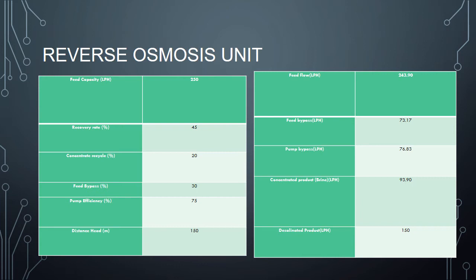So I have used a software, a simulation system where I will be flowing water through an arrow membrane. I've used around 243 liters of water through the system, and for 243 liters, the feed bypass is around 73 liters, and the pump bypass is around 76.83 liters, and the concentrated brine is comparatively higher, which is 93 liters. And finally, the desalinated product is 150 liters.